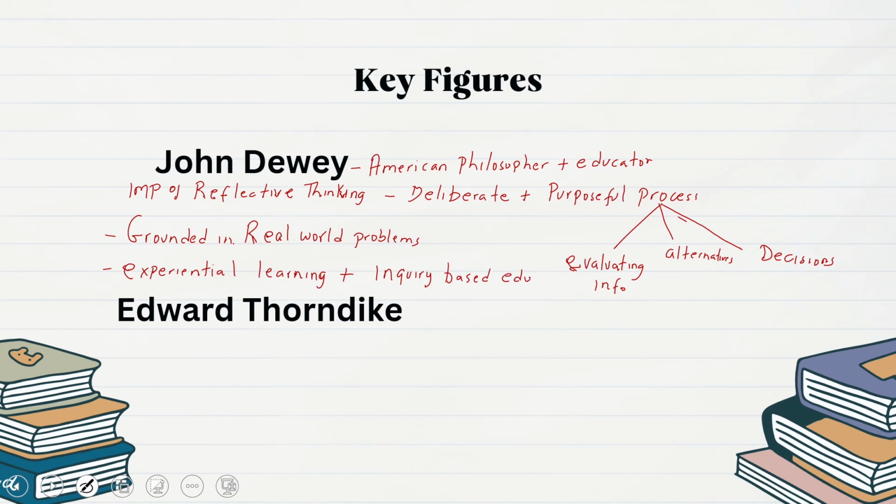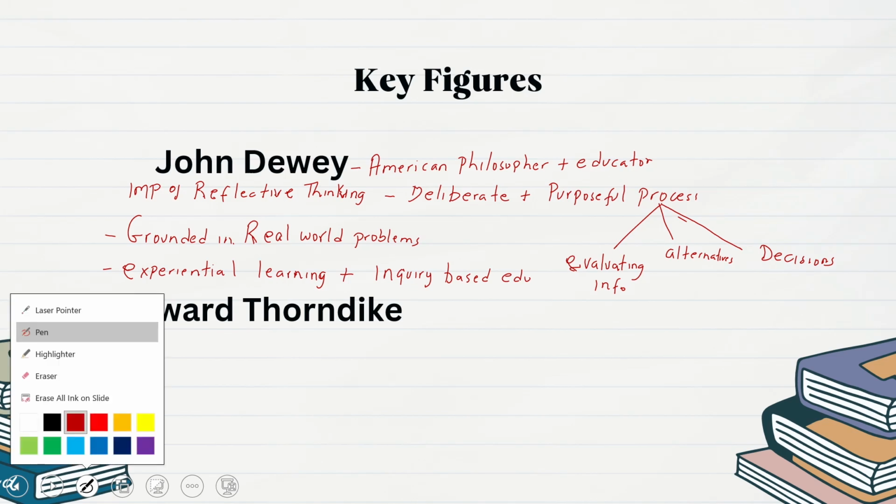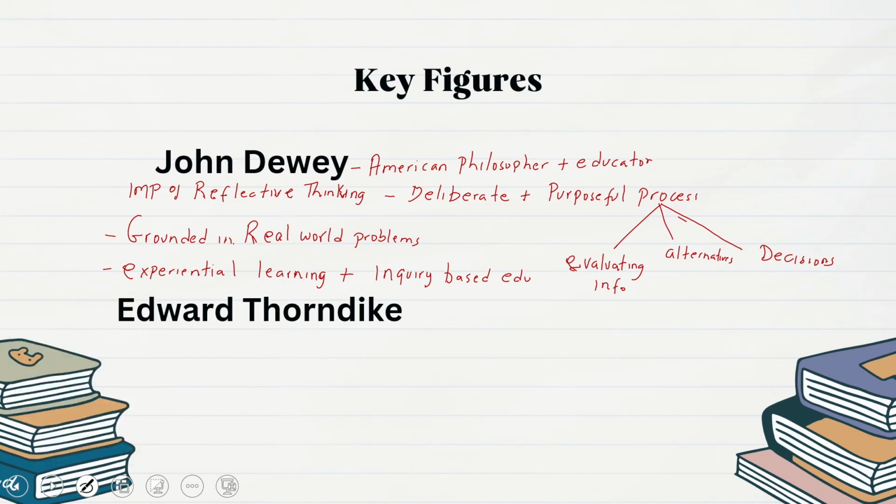Now, Dewey's approach might involve students working on a project to design a sustainable garden for their school. So, instead of being told how to do it, students would be encouraged to reflect on what they know about sustainability, research different gardening methods, and then plan their garden based on the information that they have.